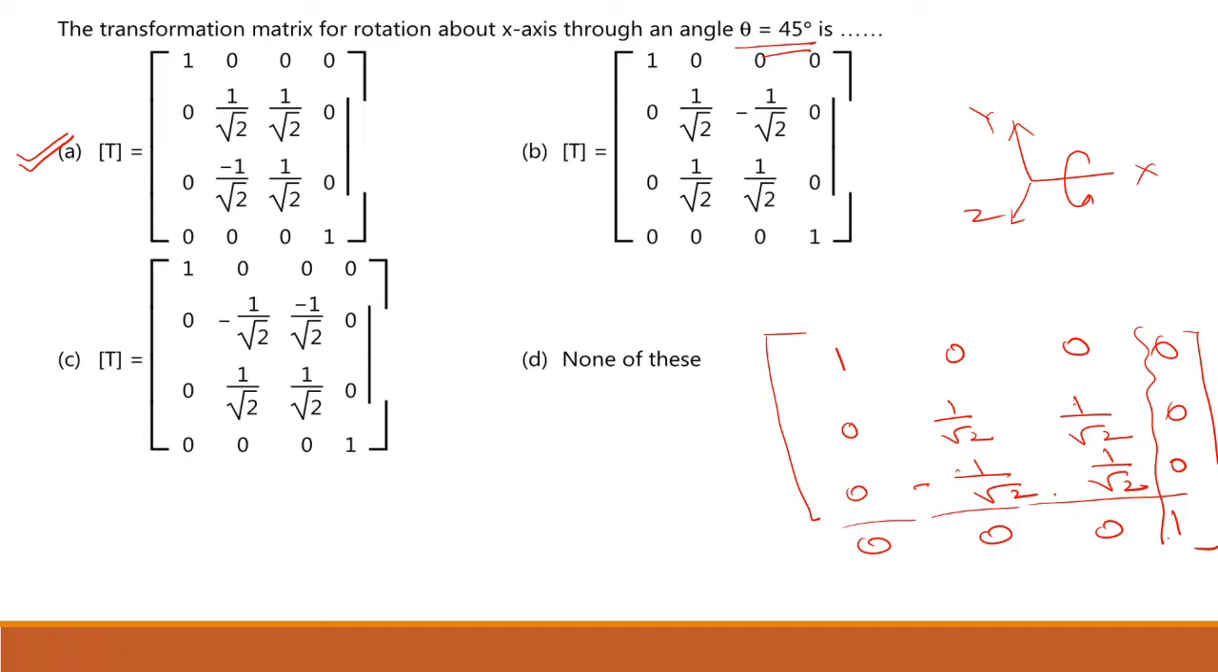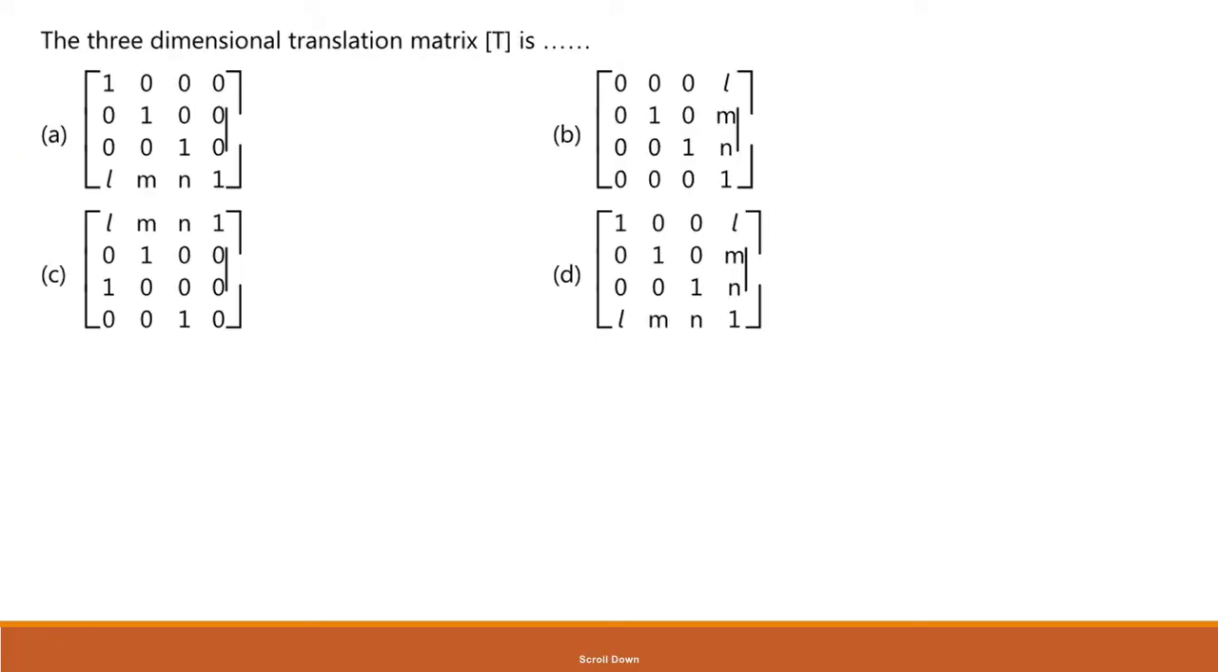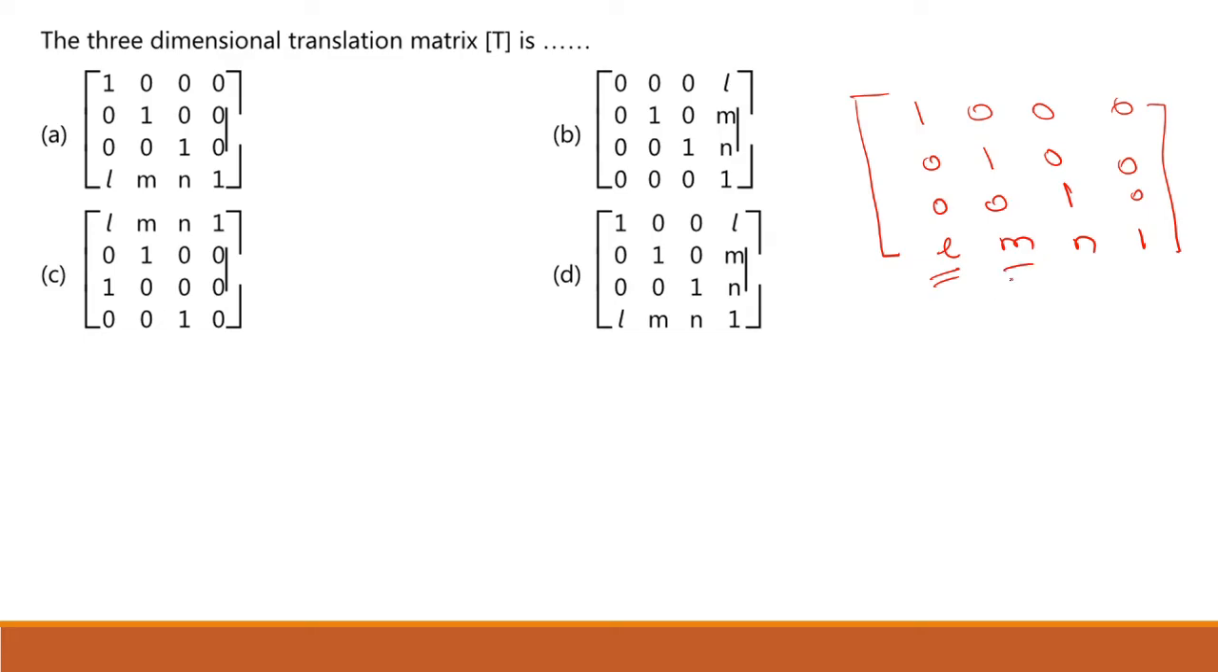Now let's move towards the next MCQ. The three-dimensional translation matrix is. This is a very simple question. As you are already aware, while writing the translation matrix, first you have to consider the 3 by 3 identity matrix, and at the bottom you have to write L M N. So what are L, M, N? L is a translation in x direction, M is a translation in y direction, and N is a translation in z direction.